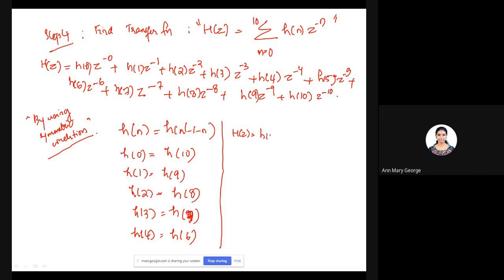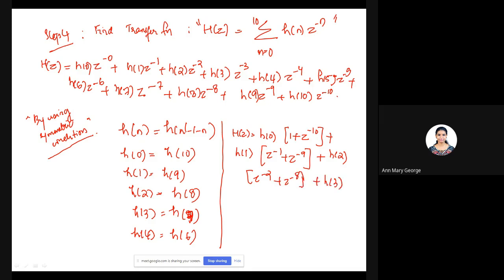H(z) as h(0) into 1 plus z raised to minus 10 plus ഇത് റീപ്ലേസ് ചെയ്തിട്ട് ജസ്റ്റ് കോമൺ എടുത്തതേ ഉള്ളൂ. Okay, h(0) into 1 plus z raised to minus 10 plus h(1) into z raised to minus 1 plus z raised to minus 9 plus h(2) into z raised to minus 2 plus z raised to minus 8 plus h(3) into z raised to minus 3 plus z raised to minus 7 plus h(4) into z raised to minus 4 plus z raised to minus 6 plus h(5) z raised to minus 5.